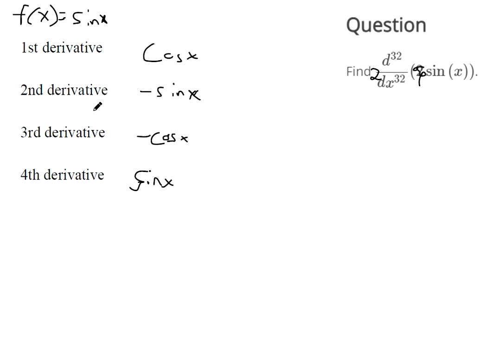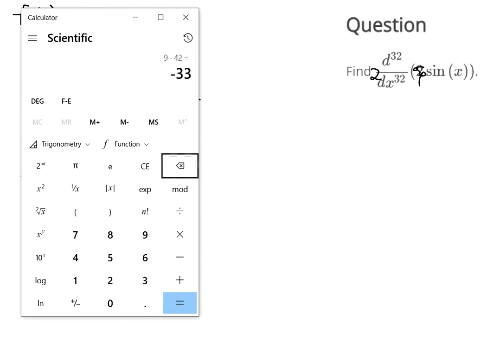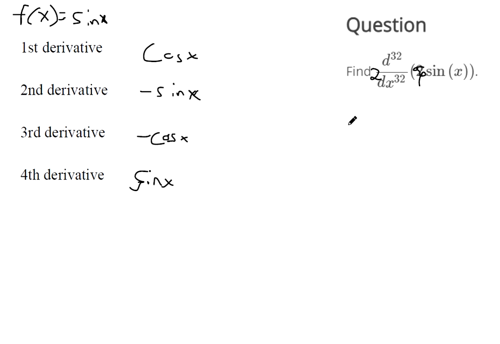So basically, with the derivative that you're talking about, if it's divisible by 4, then it's sine of x. If the derivative you're talking about divided by 4 has a remainder of 1, then it's cosine of x. Remainder of 2, negative sine of x. Remainder of 3, negative cosine of x. So here, 32 divided by 4 gives us 8. There's no remainder. So we should expect this derivative to be sine of x.